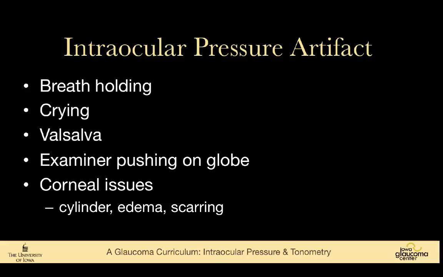It's easy to push on the globe, particularly in an eye that is very large, a highly myopic or buphthalmic eye. And anything that affects the cornea can affect the Goldmann intraocular pressure: astigmatism, edema, scarring.